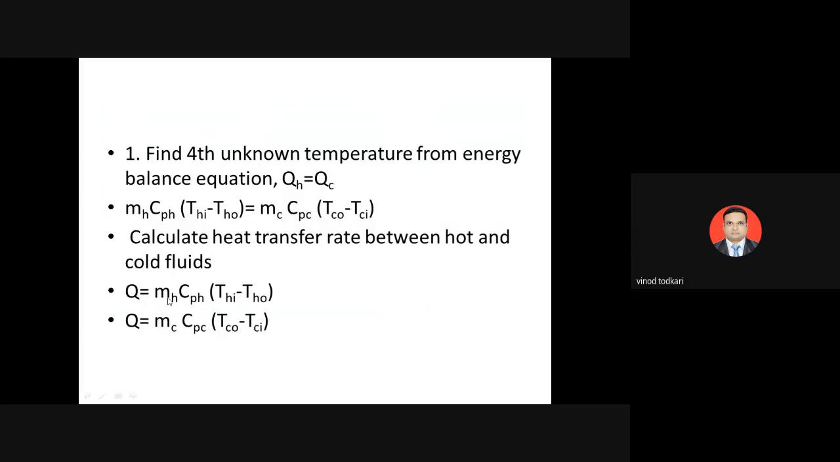So if I calculate left hand side, it will be mH into Cph into bracket Thi minus Tho. If I do this simple calculation, what I can work out? I can work out the value of heat transfer rate. So the second step is to find out the heat transfer rate. So I repeat, the first step is to apply energy balance equation and calculate the 4th unknown temperature. And second step is to find out the heat transfer rate.